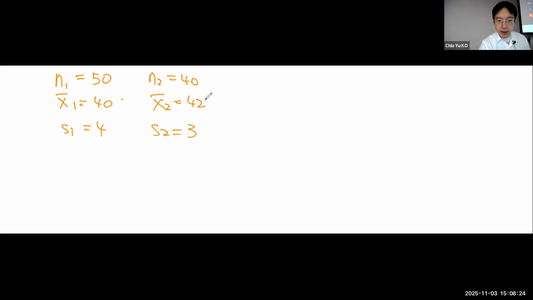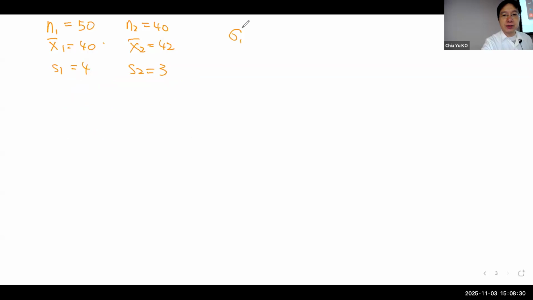So with two populations, N1 is 50, X1 bar is 40, S1 is 4, N2 is 40, X bar 2 is 42, and S2 is 3.